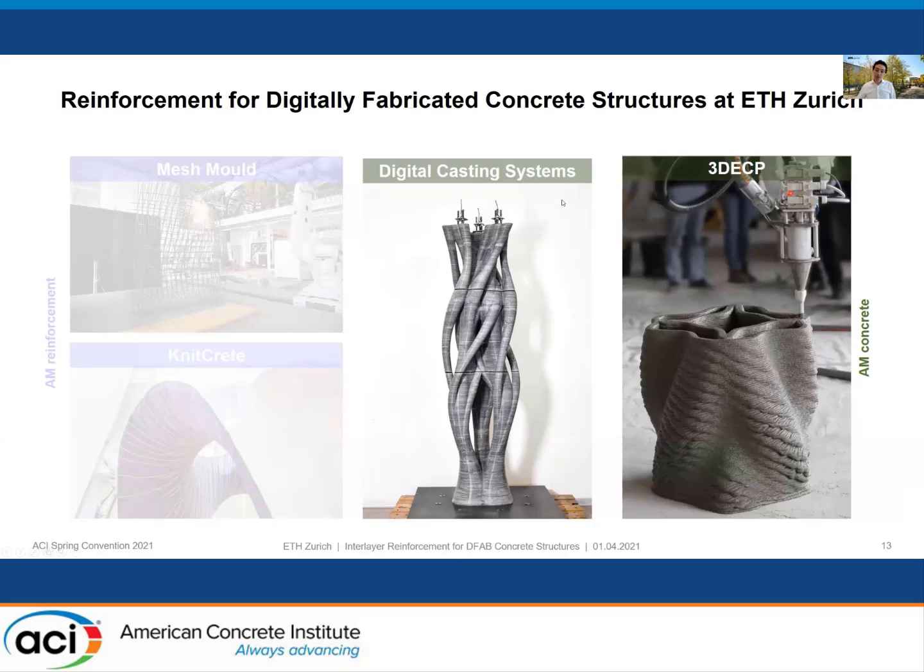So at ETH Zurich, we have digital casting systems and 3D concrete printing. Both use the same material science concept. In both cases, we use a set-on-demand process, so we accelerate the concrete before placing it. In 3D concrete printing, we don't have any formwork, so we are extruding. And in digital casting systems, the idea is that we have a minimum formwork.